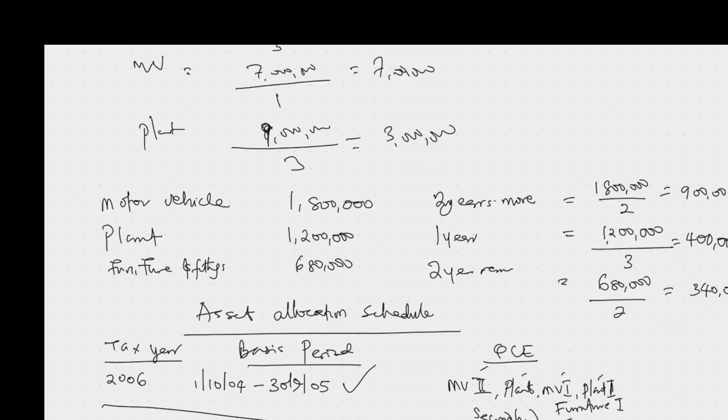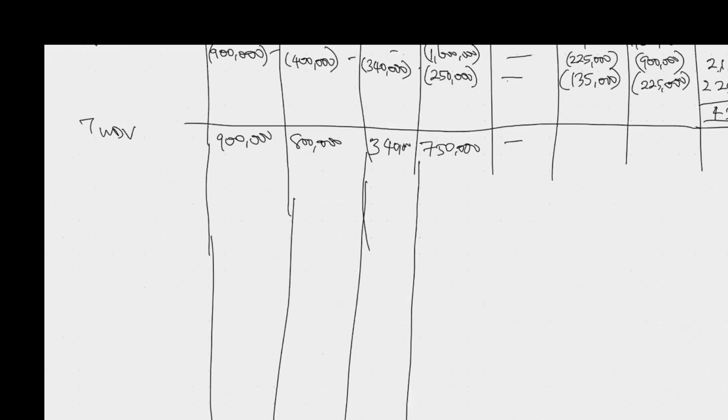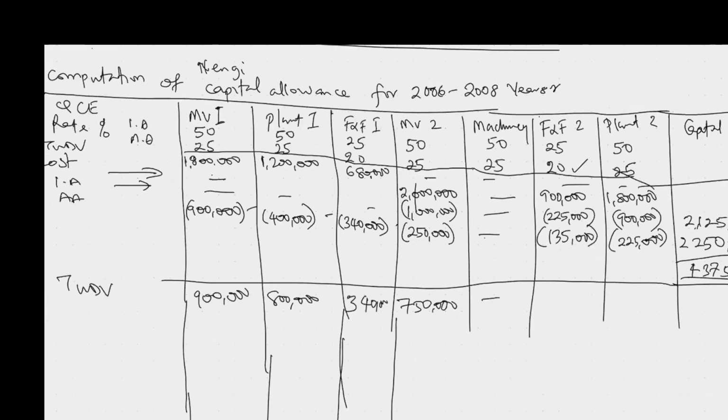All right. F and F is 540. What about this one? Okay. How about this one? 675,000.